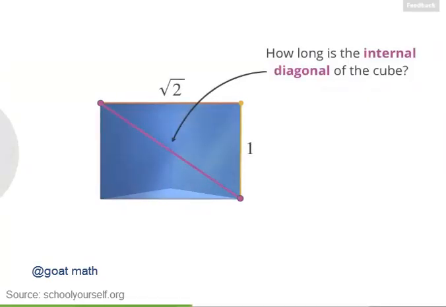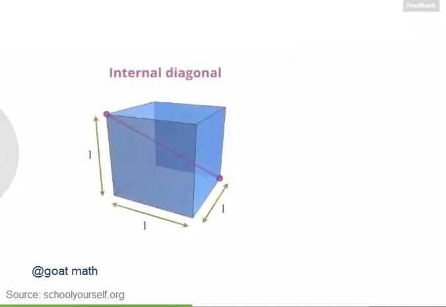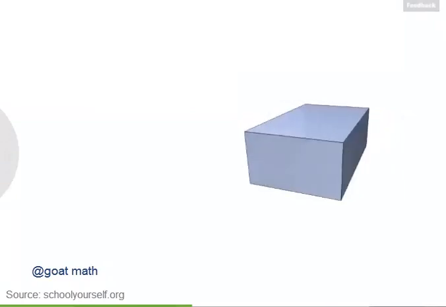Nicely done. So the length of this hypotenuse is the square root of 3. So you figured it out. For a cube with side length 1, the internal diagonal has length √3. Next, let's look at a rectangular prism.